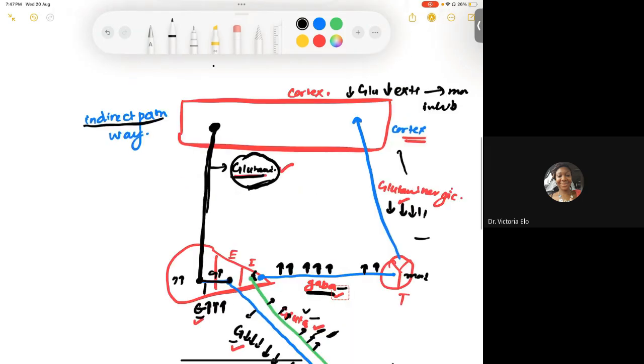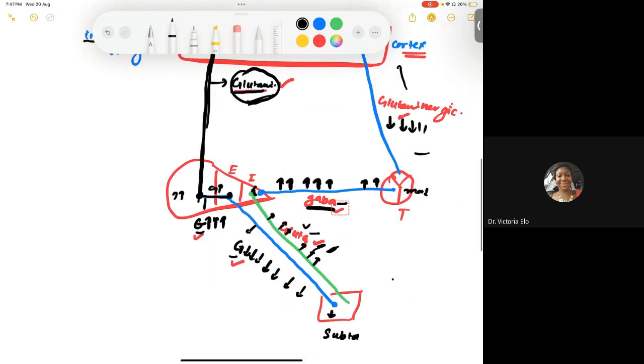More glutamate, more excitation, more GABA release on this. So this is your first nerve, your second nerve, I would say. In the second nerve, you're going to have more GABA release. More GABA release means that the third is going to be inhibited more.